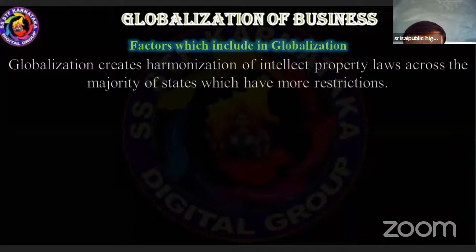It creates harmonization of intellectual property laws across the majority of states which already have more restrictions. So it may reduce the restrictions and help brotherhood feelings to carry on business and different kinds of economic activities from country to country or state, by removing the barriers or restrictions that are on the way.